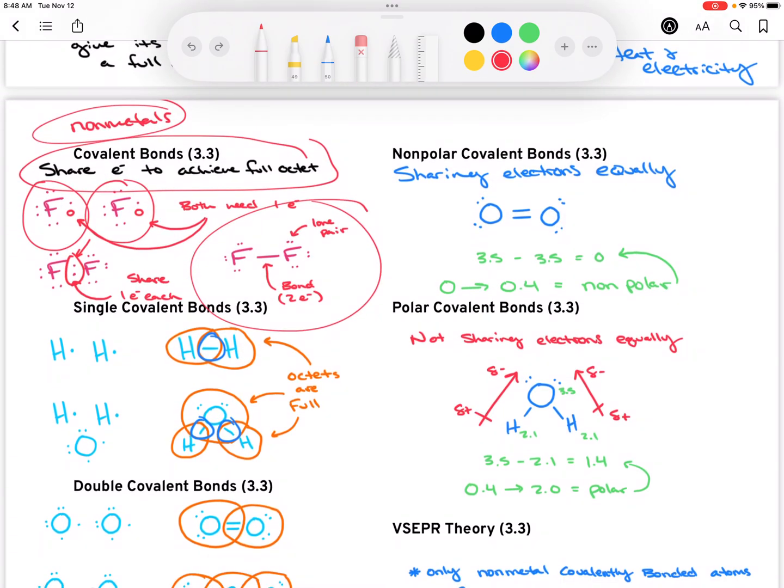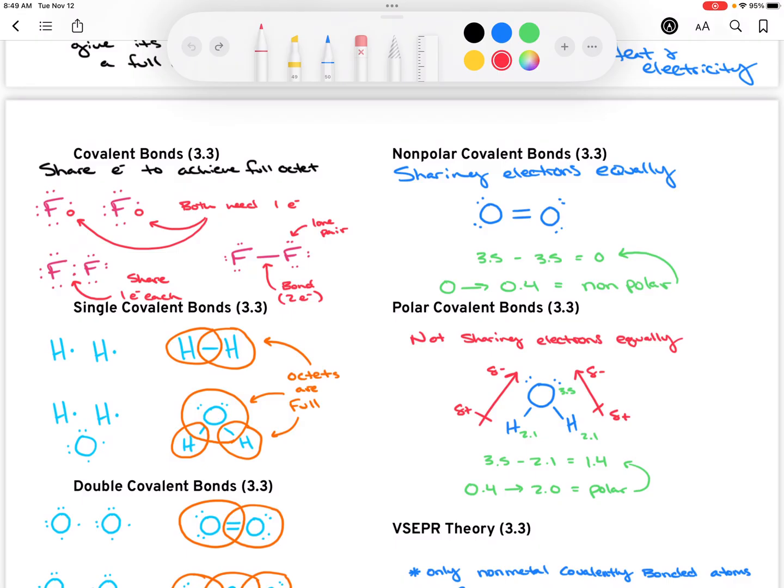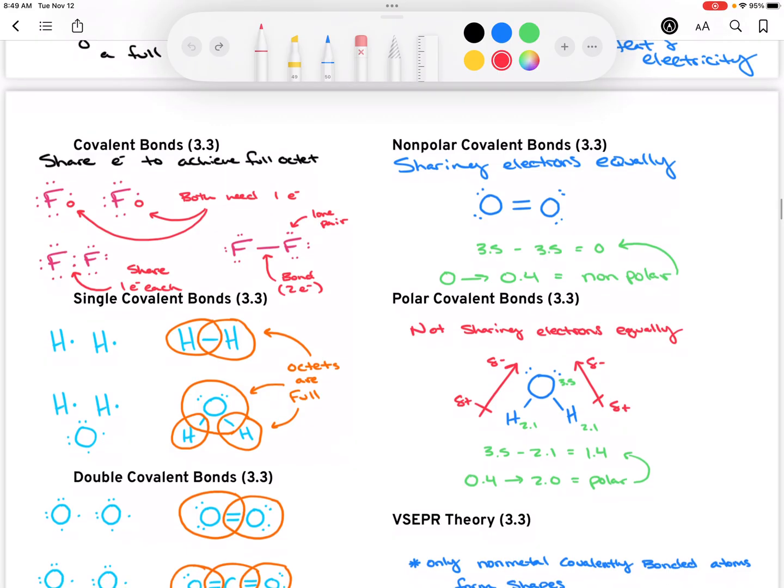Now, we've just talked briefly about how atoms share electrons. I'm trying to erase this and talk at the same time, and I can't do it. Now, there are multiple ways in which atoms can share, all right?